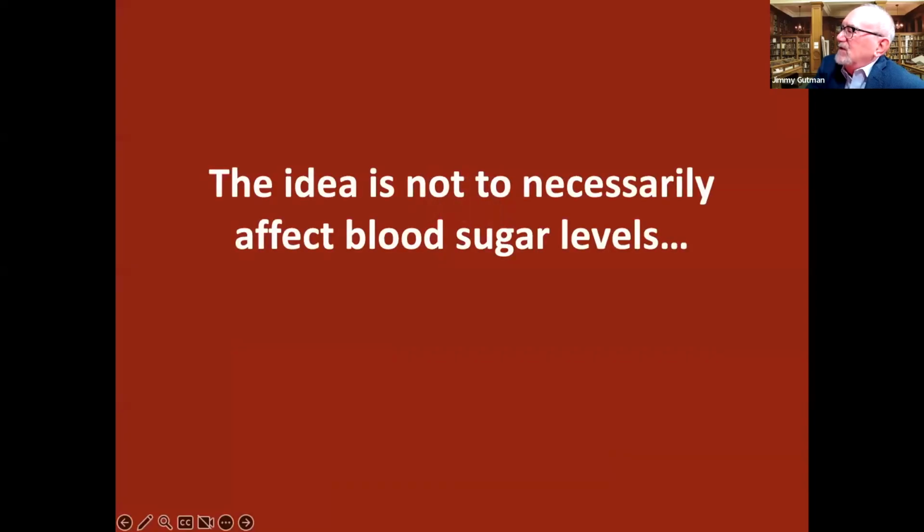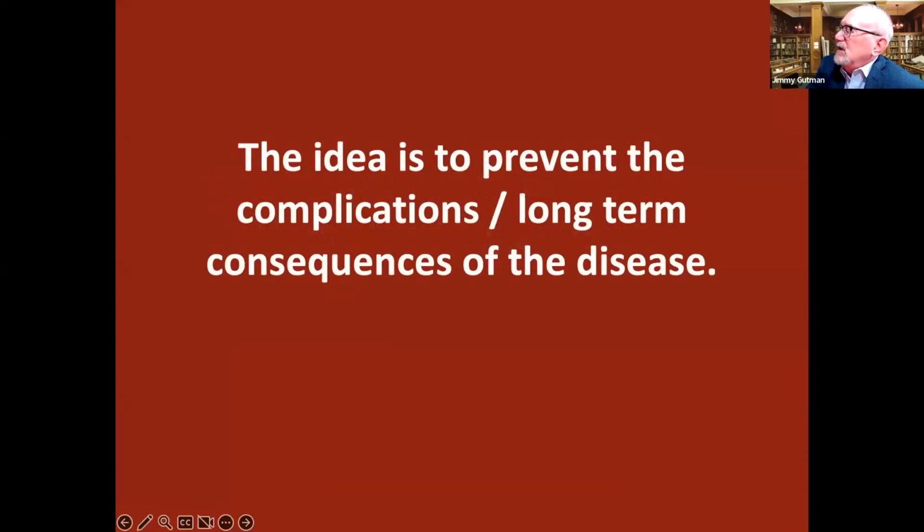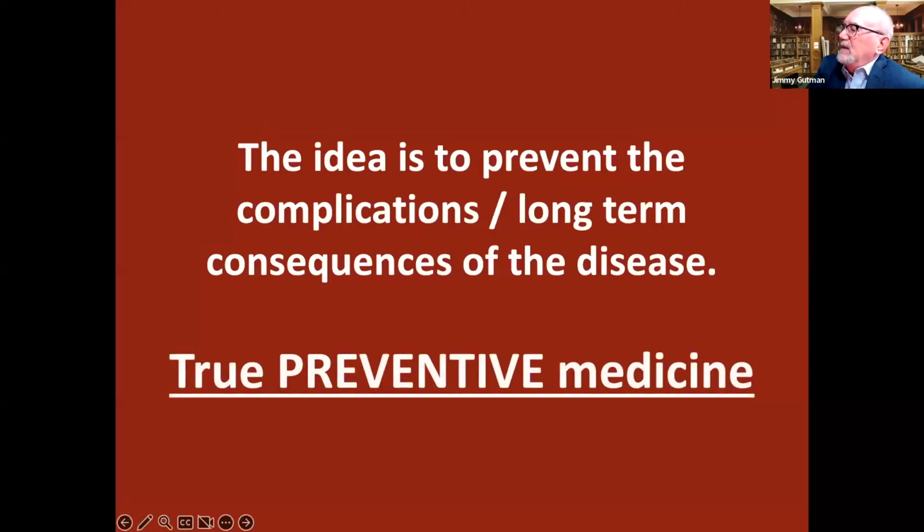So while that was a lot of information, all good to know, what you really need to know is the following. The main message here is that although raising glutathione may have a small effect on blood sugar levels, that's not why we're using this strategy of raising glutathione. The main strategy here is to diminish or avoid the consequences that come along with having diabetes, the majority of which are circulatory problems. The idea here is to prevent the long-term consequences of the disease we call diabetes. And that, my friends, is true preventive medicine.